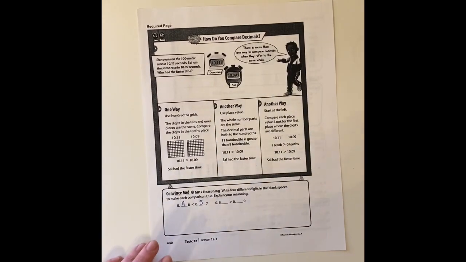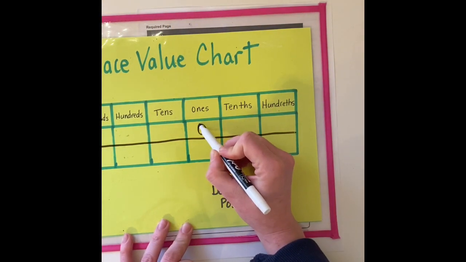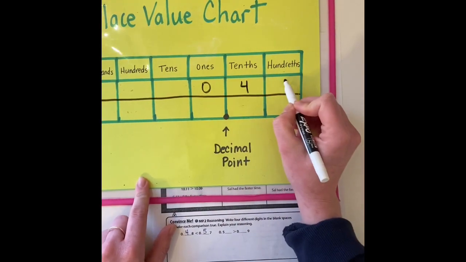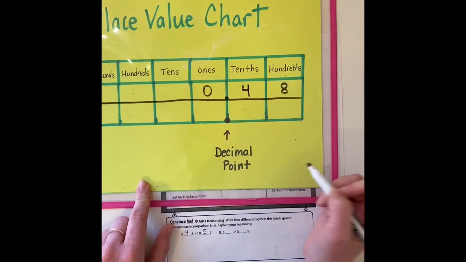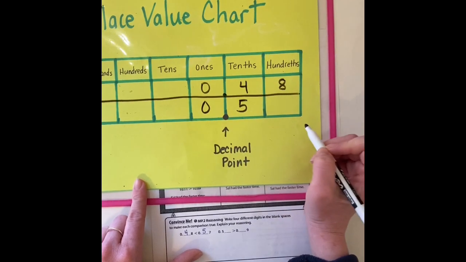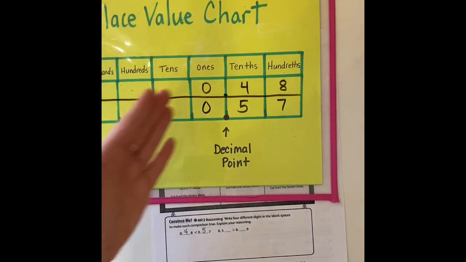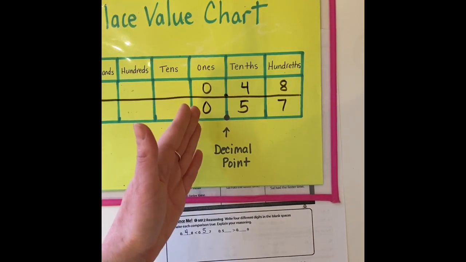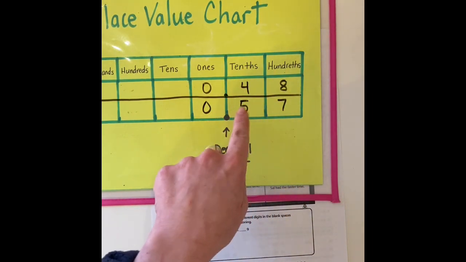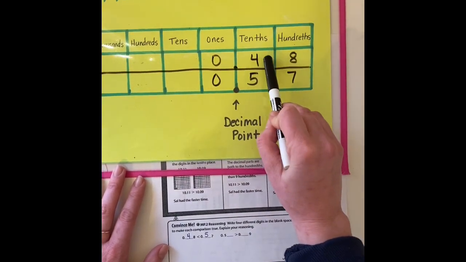And I'm going to show it on the place value chart. And I had 4 and 8. So here's like my decimal point. And then I had 0 in my ones, 5 in my tenths. So when we're comparing, start on the left. In the ones place before the decimal, they both have a 0. So we work our way over. Now we're comparing them here. Which digit is greater? 5 is greater than 4, therefore 57 hundredths is greater than 48 hundredths.